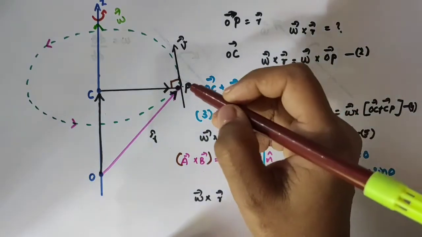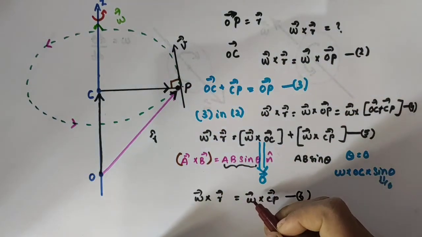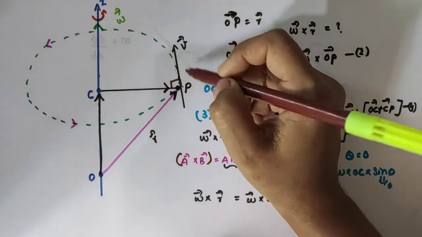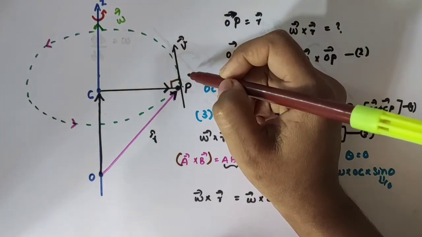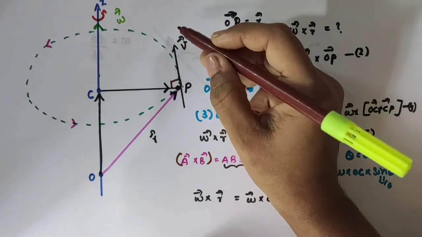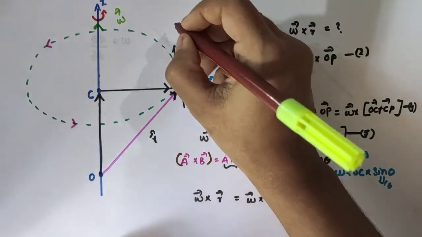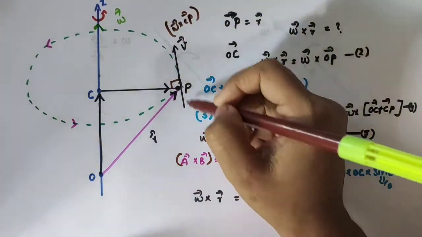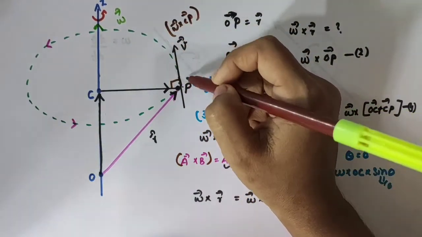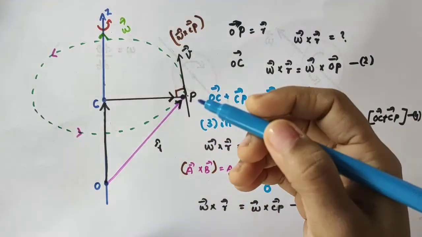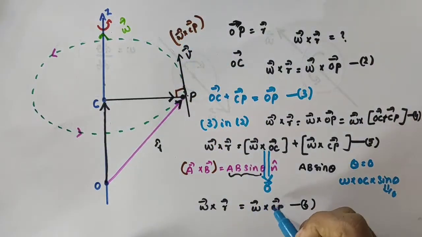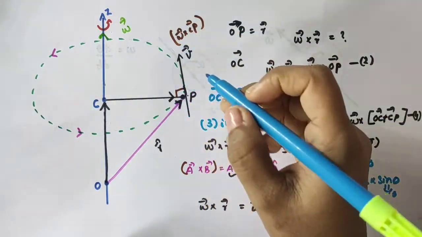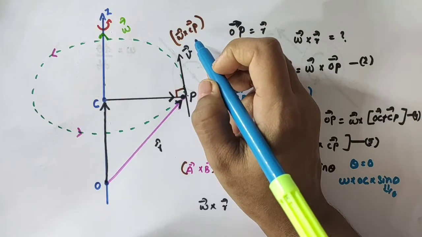So the vector quantity that we get from the vector product, vector omega cross vector CP, will be along this tangent, that is, along this direction. So we got the direction of vector omega cross vector CP, that is vector omega cross vector R, along this direction. What about the magnitude of vector omega cross vector CP?